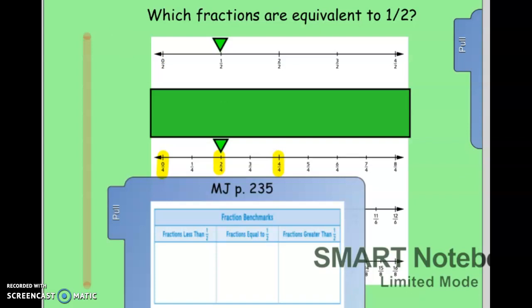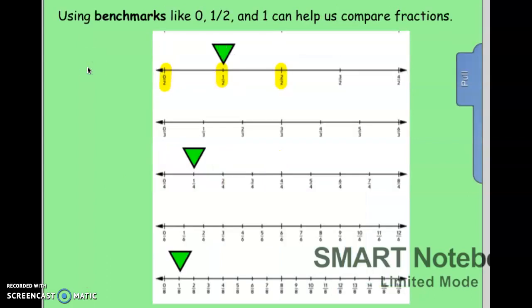Please take out Math Journal page 235 and complete the fraction benchmarks chart at the top of the page. You're going to find some fractions that are less than, equal to, or greater than the 1/2 benchmark. Try to come up with a couple for each box. Again, using benchmarks like 0, 1/2, and 1 can help us to compare fractions.